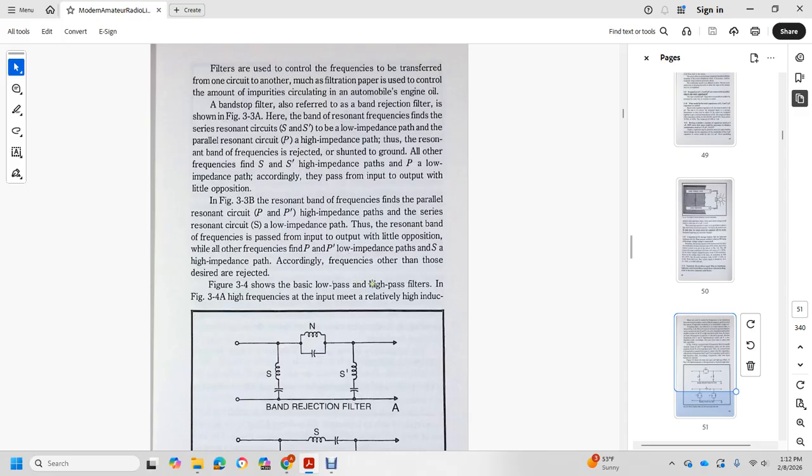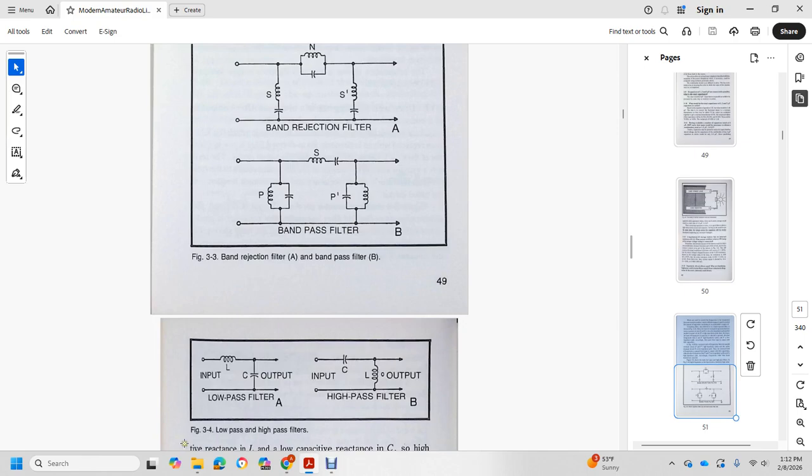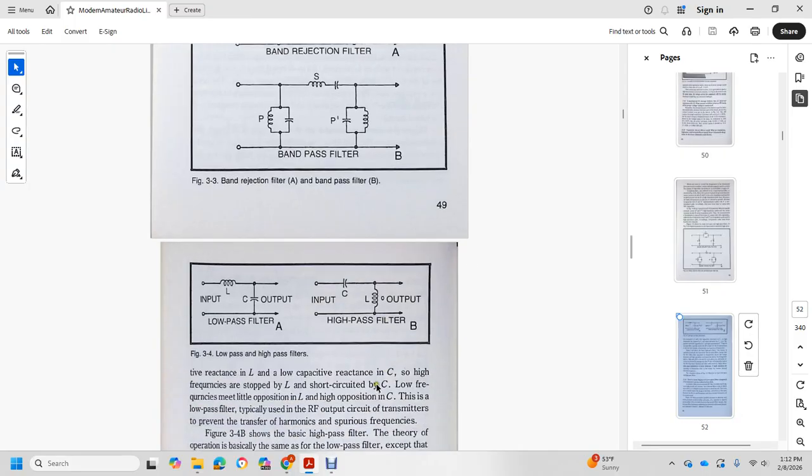Figure 3.4 shows the basic low-pass and high-pass filters. Figure 3.4 shows the low pass filter with a high frequency input, the band rejection filter, and the band pass filter. The figure shows the low pass and high pass filters. It shows the input with an inductor and capacitor in the low pass filter, the input capacitor with low output, and the high pass filter.